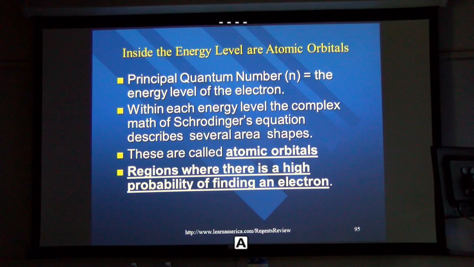The Regents will say something straightforward like this: a region of most probable electron location in an atom is called?